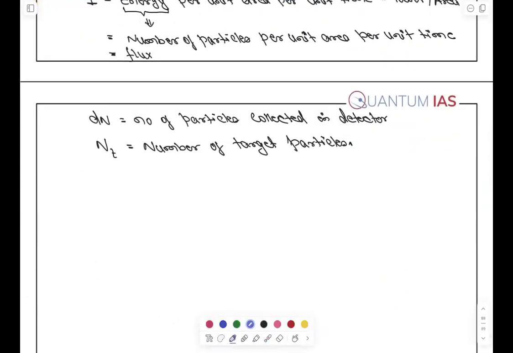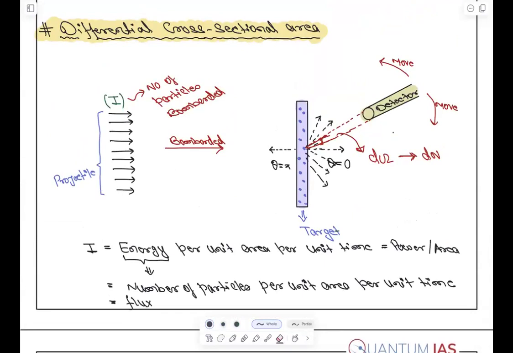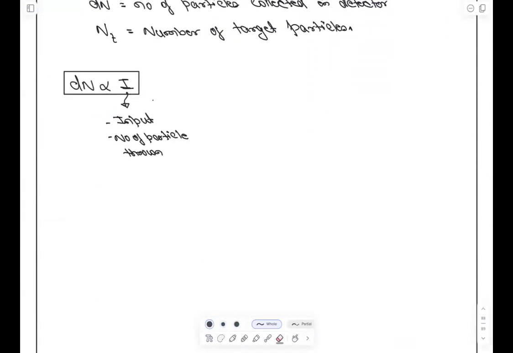So can anyone tell me, can I write that dn will be proportional to I? Yes, no? I is my input, or the number of particles thrown. So the higher the number of particles thrown, the higher the probability of getting detected. Yes or no? If you throw 5 particles, say 2 particles come out; if you throw 10 particles, more will come out. So dn depends upon I, first thing. Second, sir, will this be the number of target particles or the number of particles thrown?